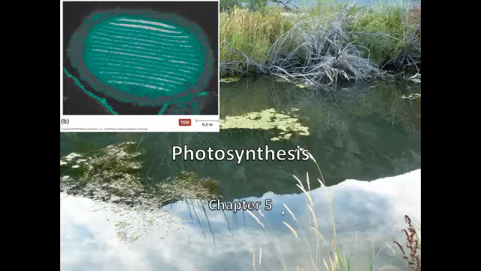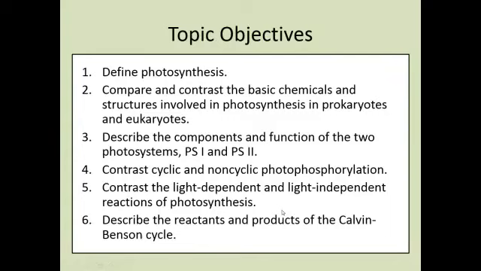Chapter 5, Photosynthesis. The learning objectives for this topic are: define photosynthesis, compare and contrast the basic chemicals and structures involved in photosynthesis in prokaryotes and eukaryotes, describe the components and function of the two photosystems, PS1 and PS2 (PS stands for photosystem), contrast cyclic and non-cyclic photophosphorylation, contrast the light-dependent and the light-independent reactions of photosynthesis, and describe the reactions and products of the Calvin-Benson cycle.